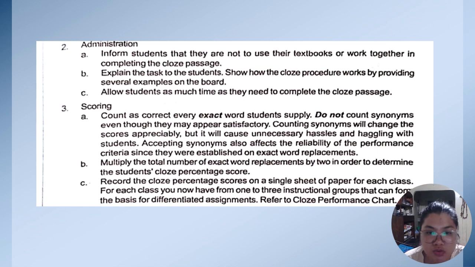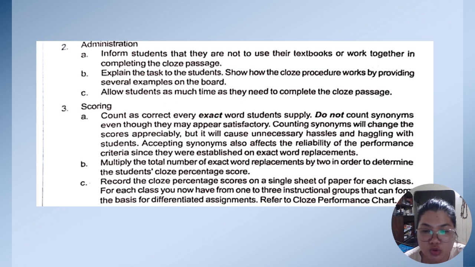Letter C, allow students as much time as they need to complete the cloze passage. Then the scoring: count as correct every exact word students supply. Do not count synonyms even though they may appear satisfactory. Counting synonyms will change the scores appreciably, but it will cause unnecessary hassle and haggling with students. Accepting synonyms also affects the reliability of the performance criteria since they were established on exact word replacement.